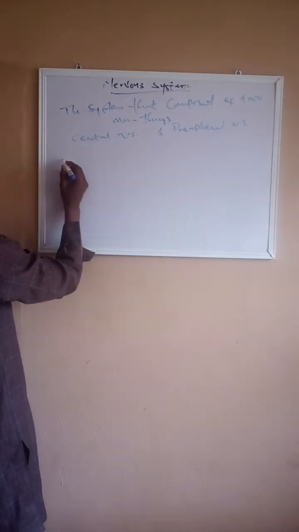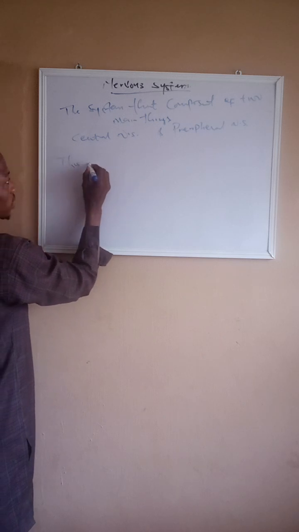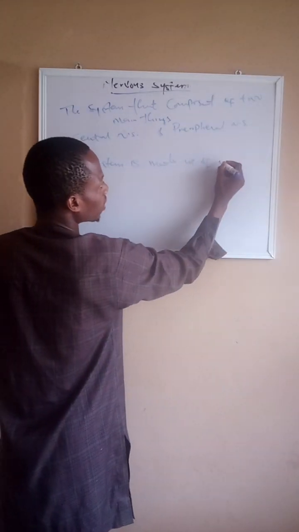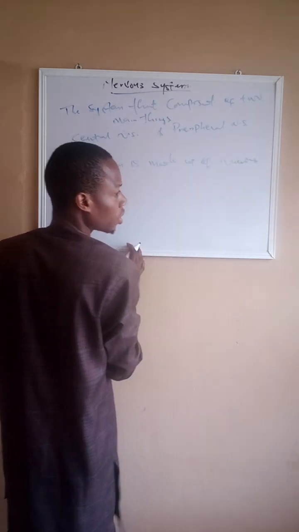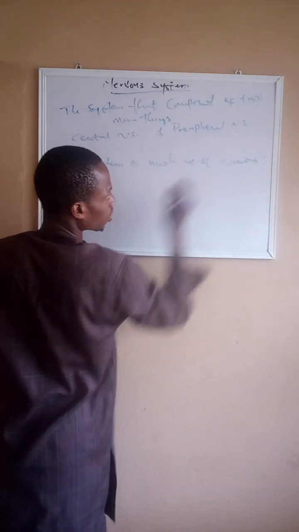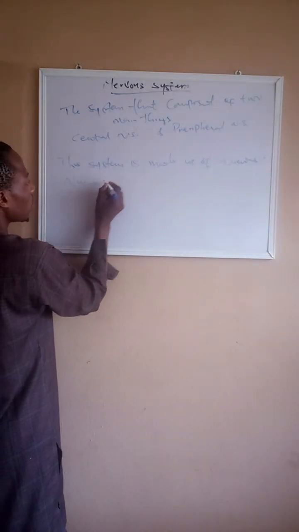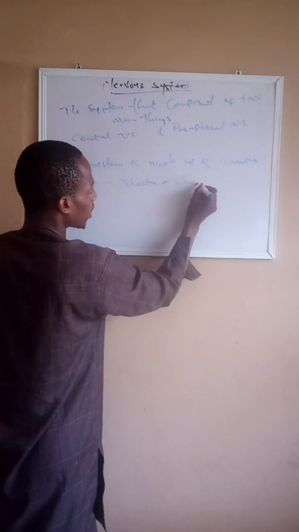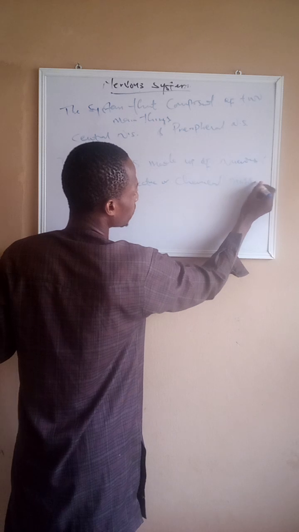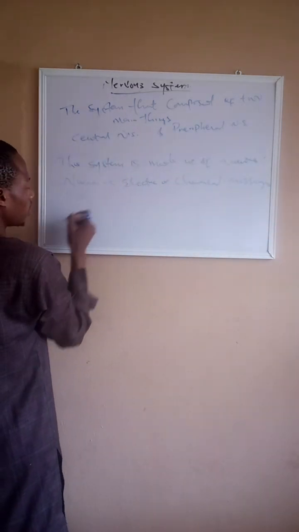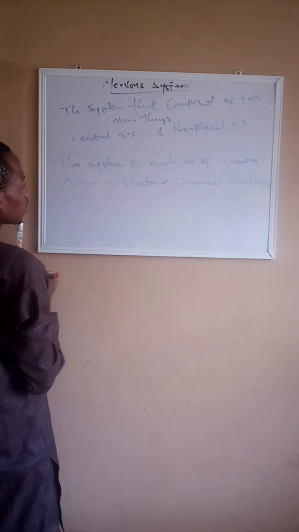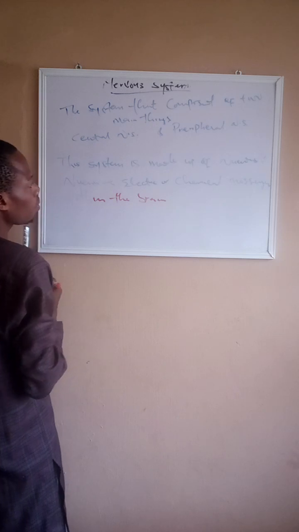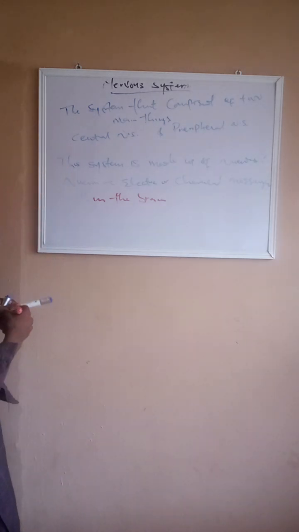Even though this system is made up of what? Of neurons. And what are neurons? Neurons are electrical or chemical messengers within the brain. Human brains are basically made up of neurons.